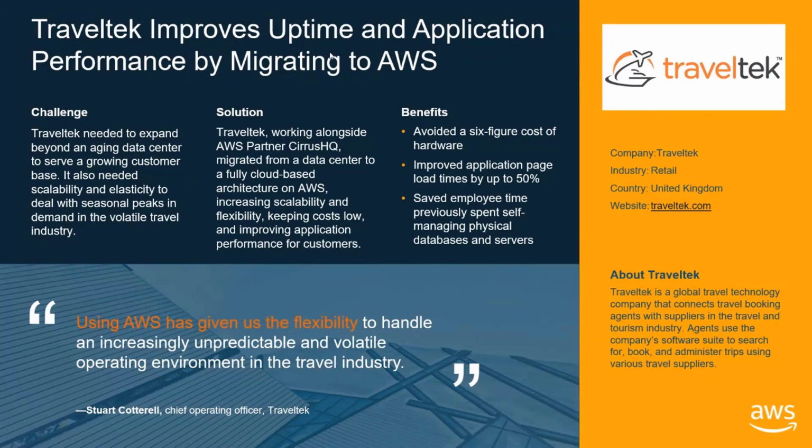Together with our AWS partner, Cirrus HQ, we helped them migrate their data center to a fully cloud based architecture on AWS, including Amazon RDS for MariaDB. This helped them avoid not only a six-figure cost of hardware, but also improved their application page times by up to 50% and saved their employees time, which they were spending on self-managing their hardware, to focus on the things that mattered most, which is innovating for their customers.